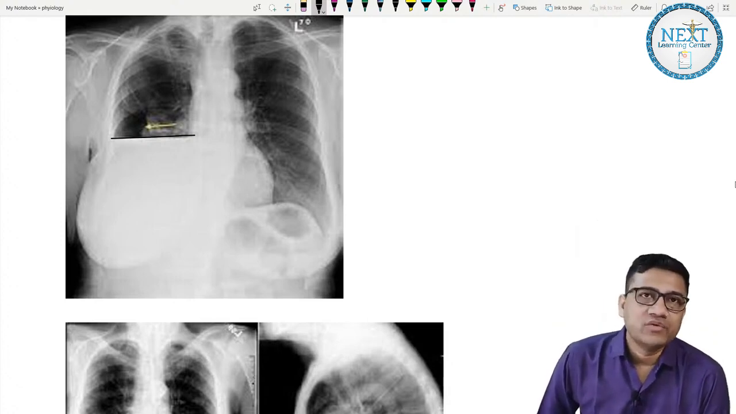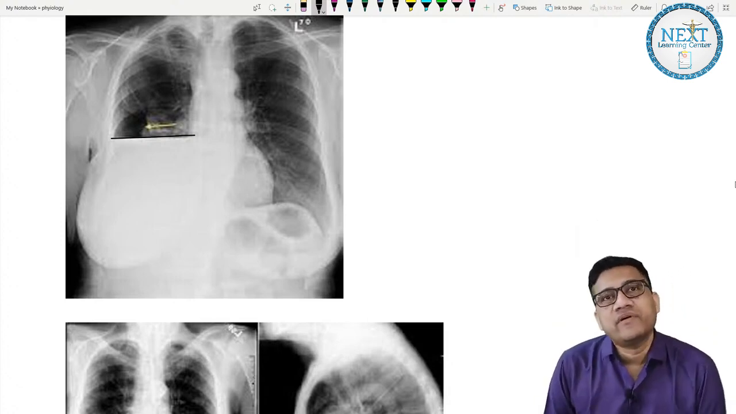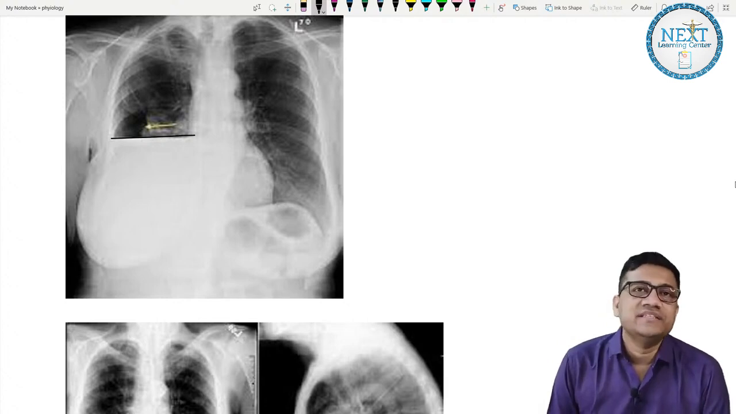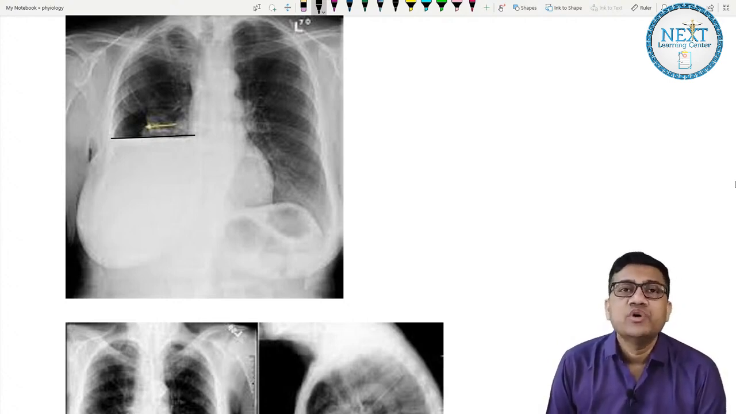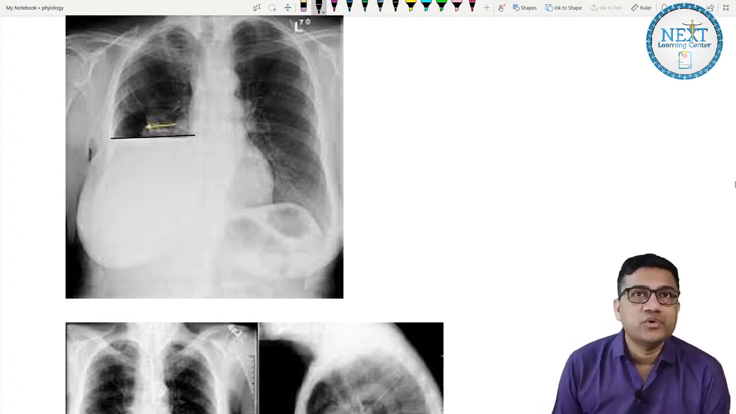Cardiovascular system I will take from once again, and ECG part is covered on YouTube, so you can watch ECG on YouTube in detail.